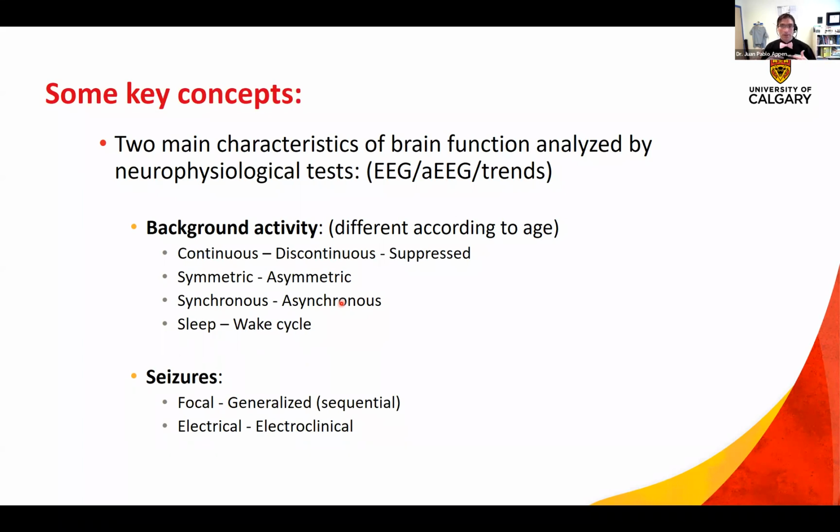In the background activity, we try to see if it is continuous, discontinuous, or suppressed, if it is symmetric or asymmetric, if it is synchronous or asynchronous, and if there is a sleep and awake cycle, which is a very important and healthy behavior of the brain in newborns. And then seizures: if they are focal or generalized, although actually there is no such seizure type in newborns called generalized, but rather sequential, and you will soon see some examples. And if they are electrical or electroclinical.